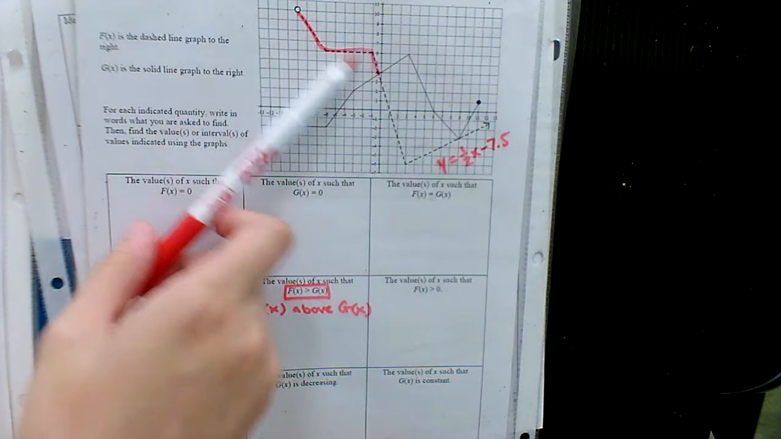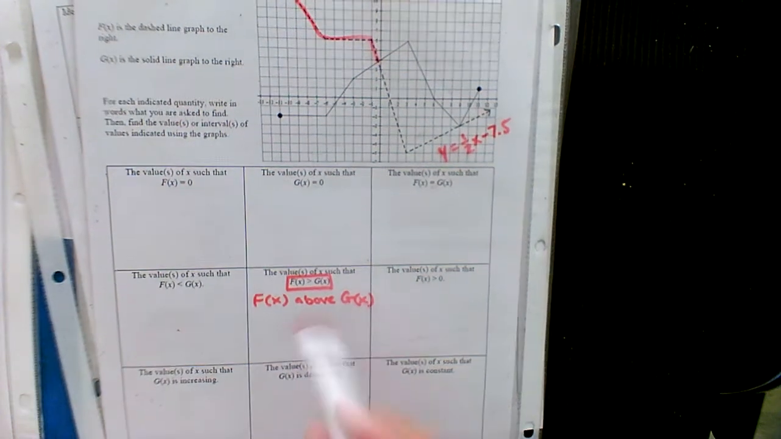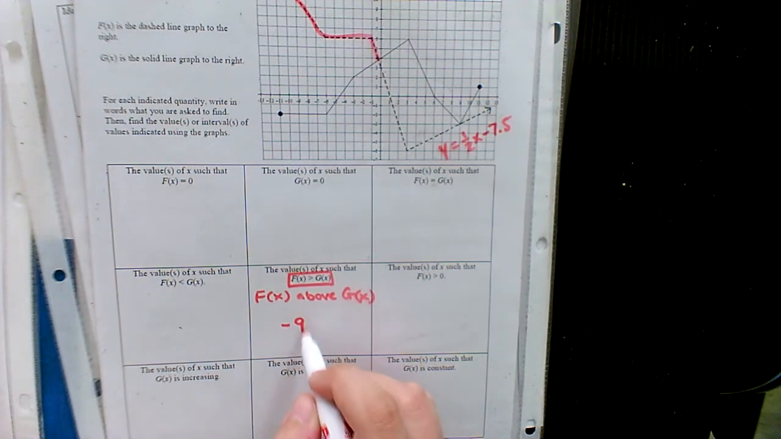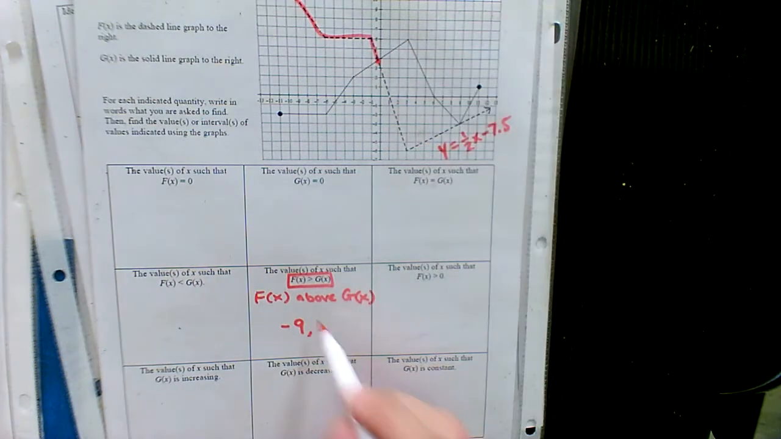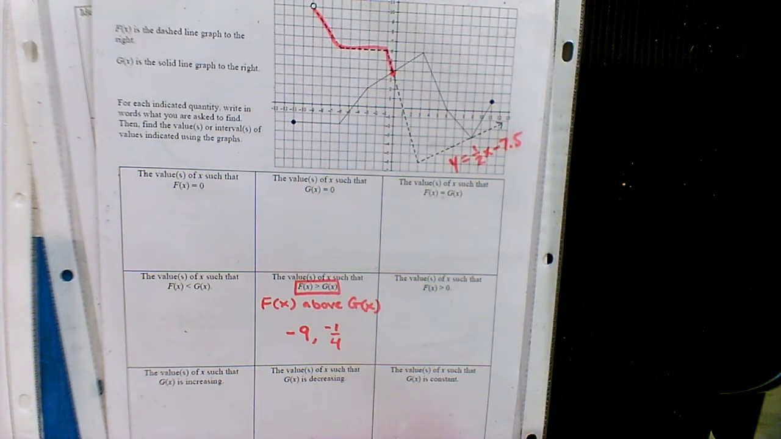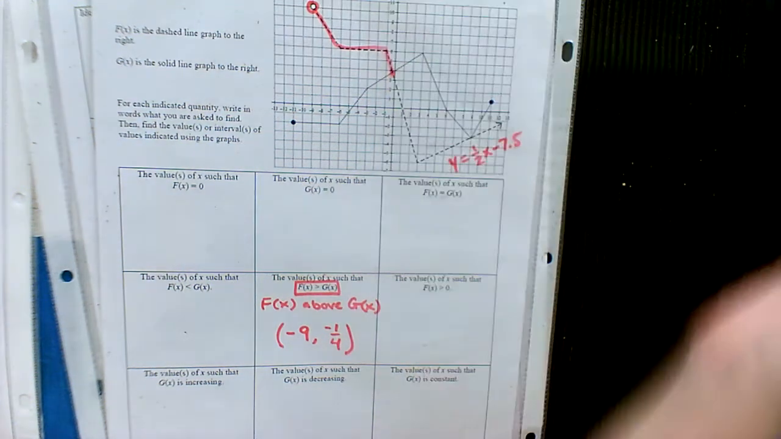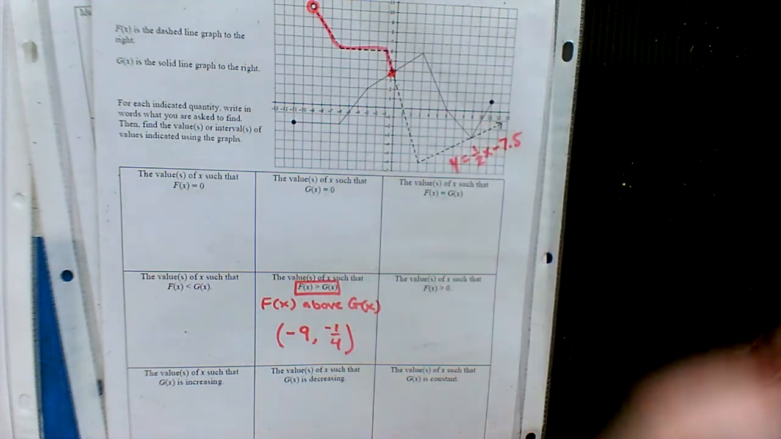So let's go ahead and write the interval for that little section. It started at -9, and it ends at the intersection point, which I think we said yesterday was about -1/4 or a half, whatever you roughly guessed. So we have to ask ourselves, brackets or parentheses, can we include these values? Can we not include these values? What do you think? Both of our parentheses. Why? Because -9 is an open dot, and then -1/4 is the intersection point, so it's not technically above.